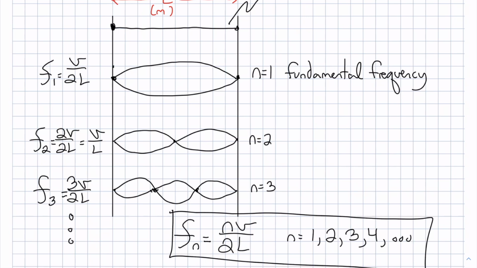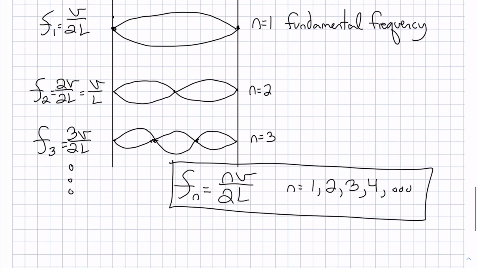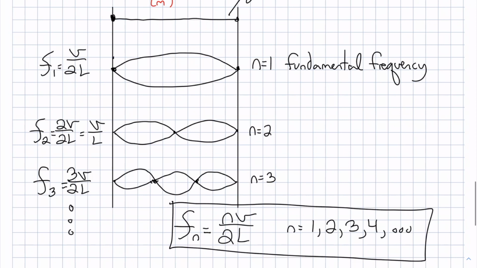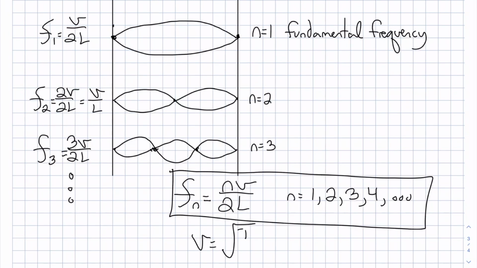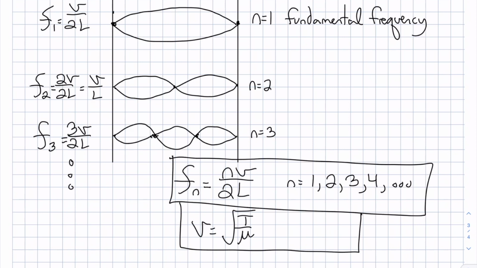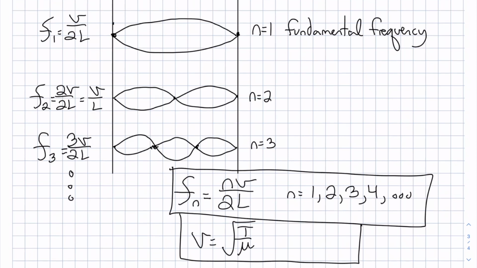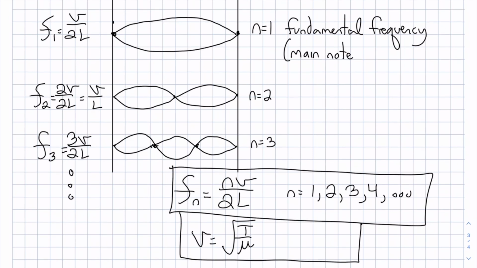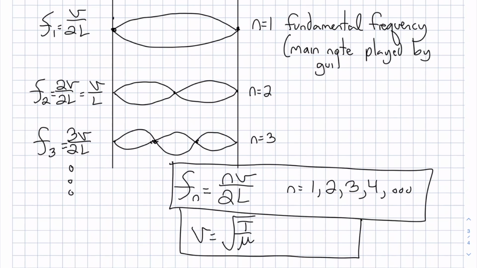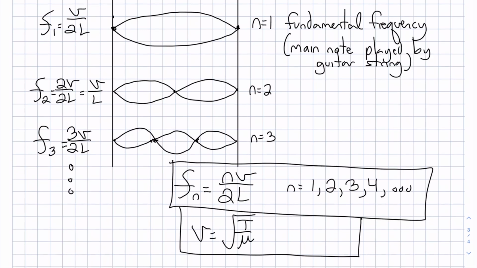We now have a way of basically calculating at what frequencies we get standing waves in a string, where v will just be the square root of T divided by the mass density. By the way, n equals 1, this is the main note played by a certain guitar string. That's the one you usually hear the loudest. Now you do hear the overtones and the harmonics, but for the most part you hear that fundamental frequency.